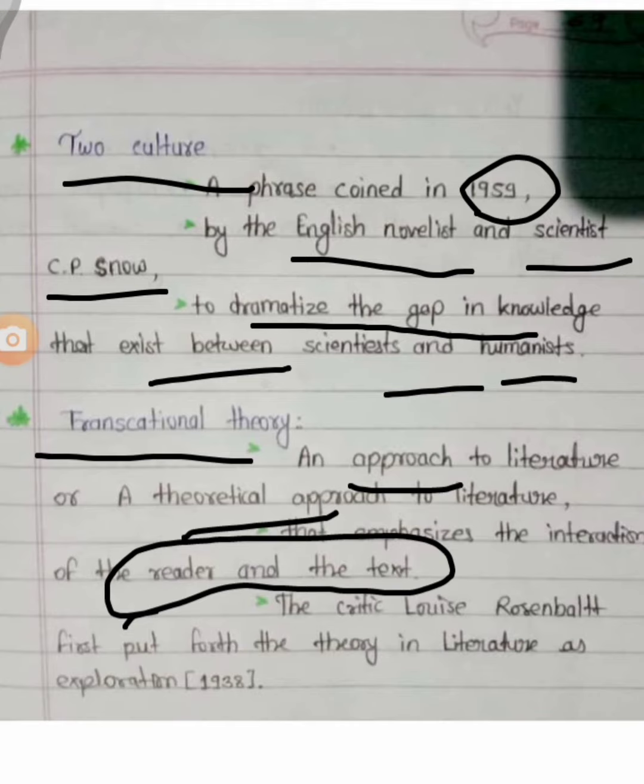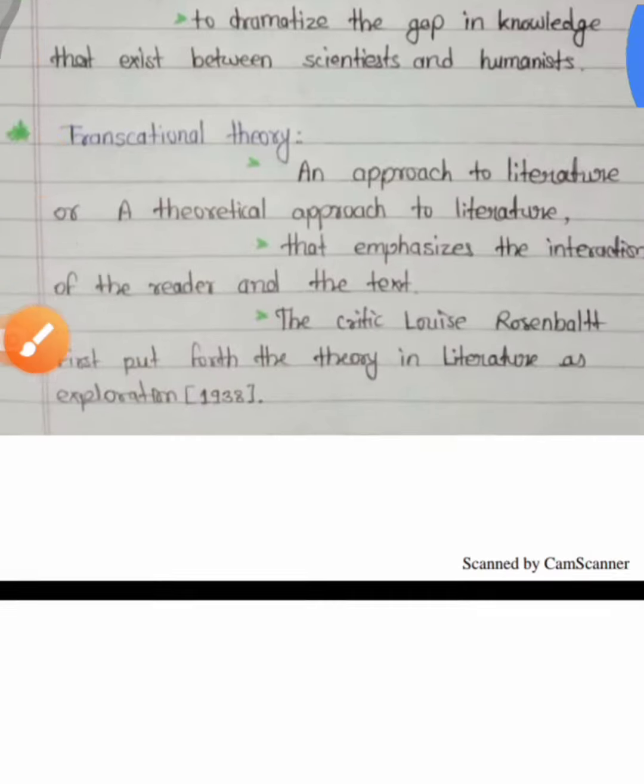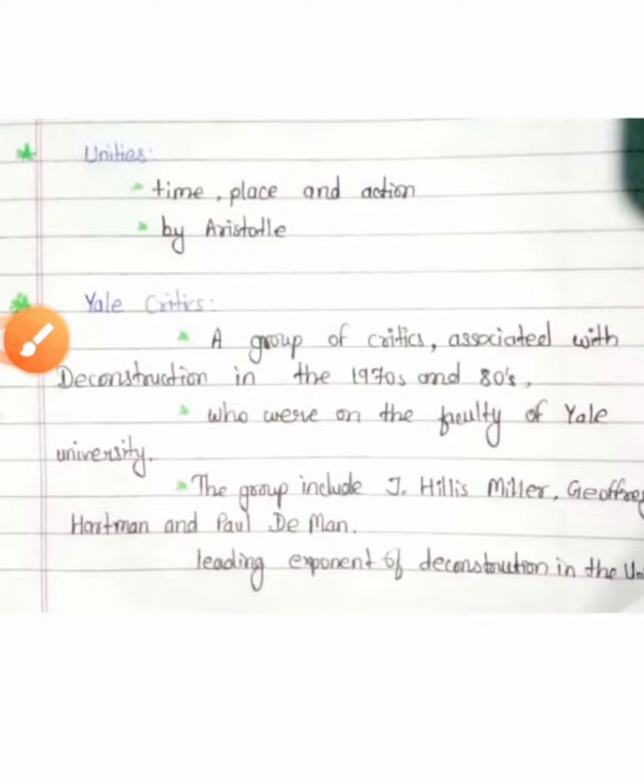The critic Louise Rosenblatt first put forth the theory in her work Literature as Exploration, published in 1938. So she included this kind of theory, what we call transactional theory, right? It is really very important as a point of view for study, right? So the next is unities.